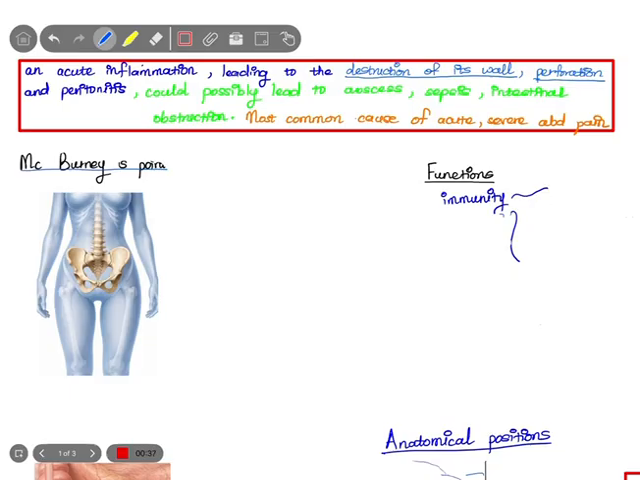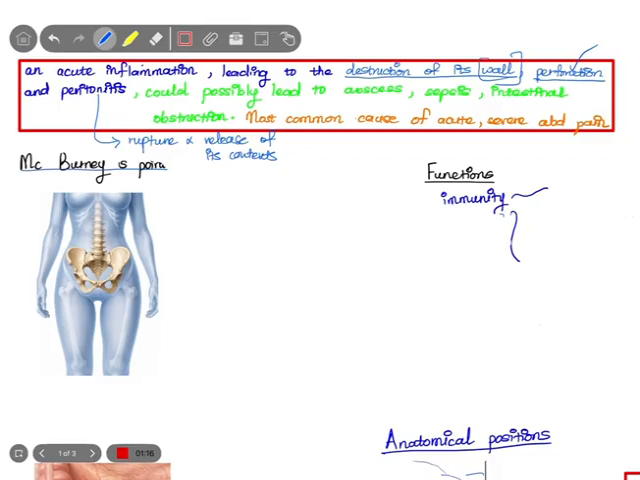Now, appendicitis is an acute inflammation. If it's an acute process, that means it's occurring within a few hours or a few days, leading to the destruction of its walls. Destructions of the walls of the appendix, the perforation of its walls, leading to a very severe case of peritonitis. That is due to the rupture and release of the contents of the appendix into the peritoneal cavity.